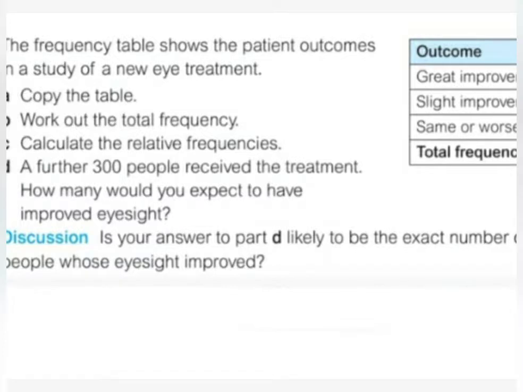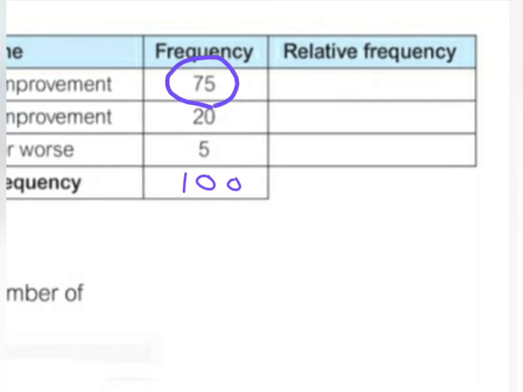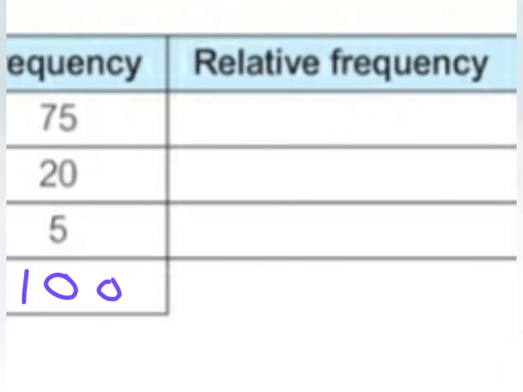Next question, calculate the relative frequencies of each event. Now, we take a look at the frequencies here. These are the frequencies, and this is the total frequency. Now, to calculate the relative frequency, it's very easy. We just take the frequency and divide it by the total frequency. Now, first one here we have 75 over 100.